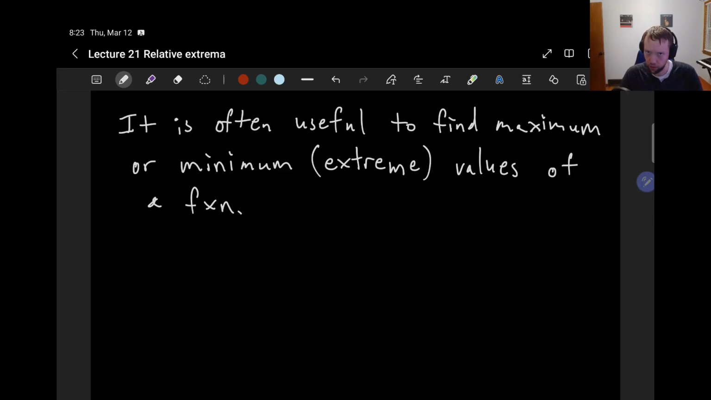So think, for example, about profit. Say we have a problem where we have a profit function. Well, we would like to maximize that profit, right? Makes sense. You want to make the most money. And think about cost as well. If we have a problem with a cost function, we would like to minimize that cost. So this is not some useless mathematical exercise. It's very important to be able to find maximums and minimums.